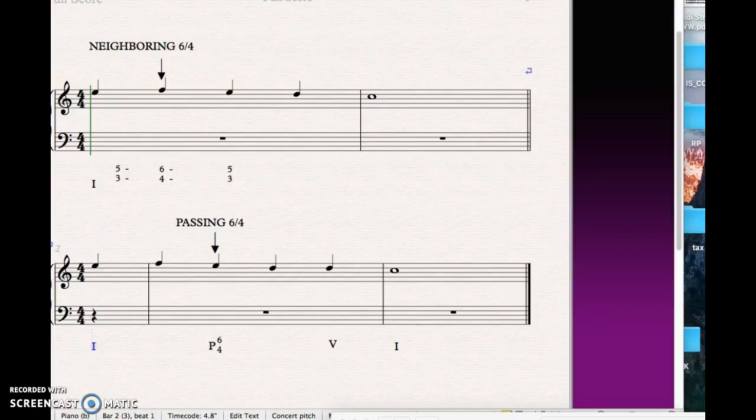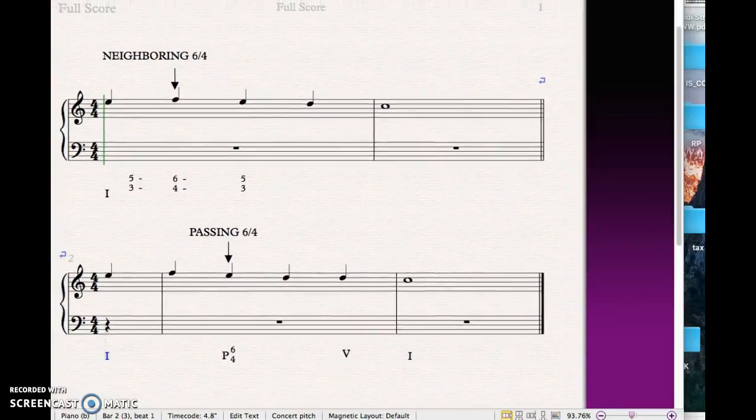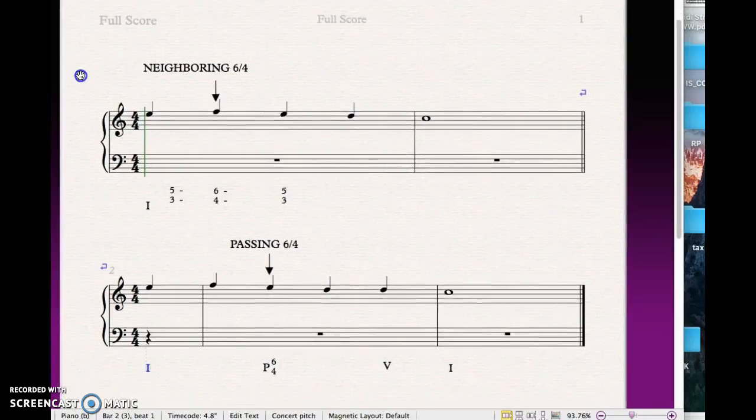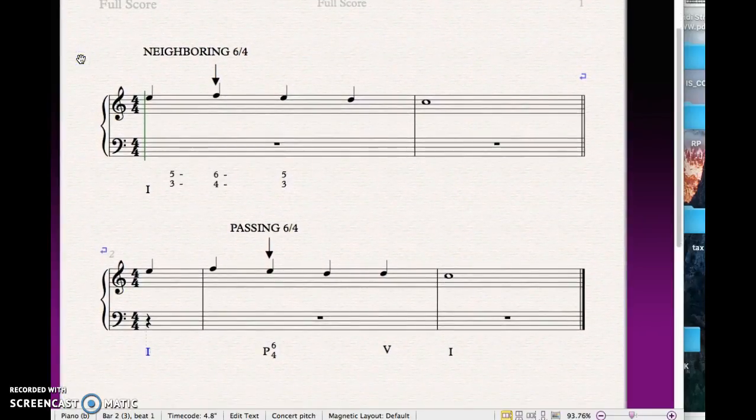Hi everyone, this is a new tutorial on neighboring 6/4s and passing 6/4s. You should have looked already at the tutorial on cadential 6/4s.